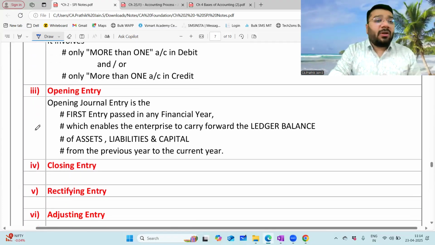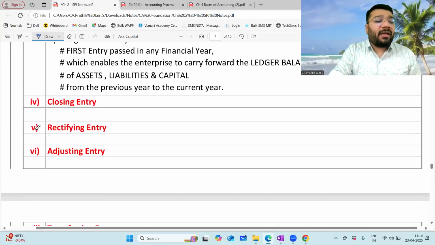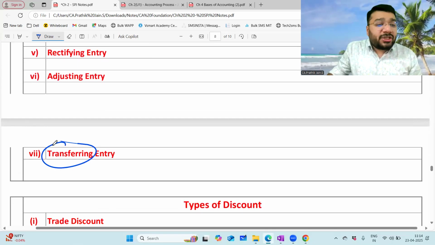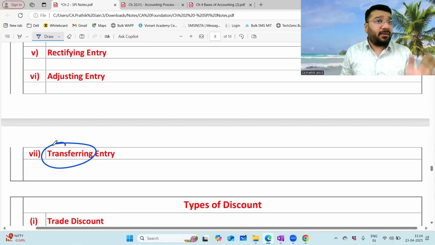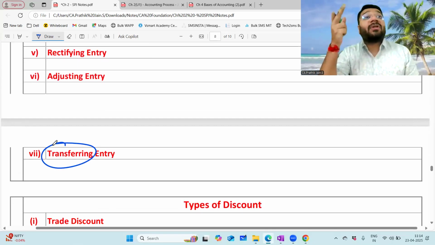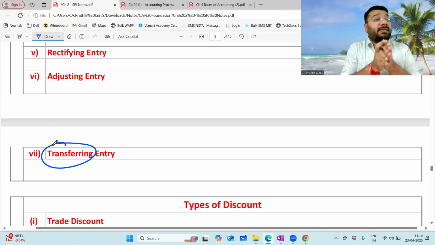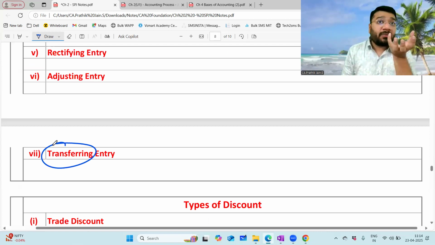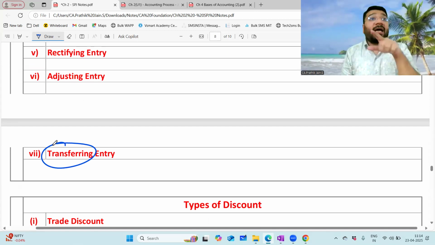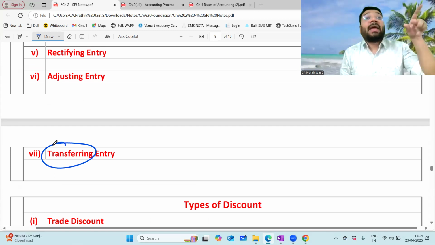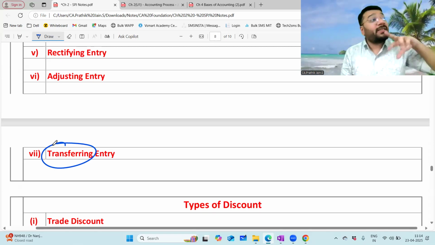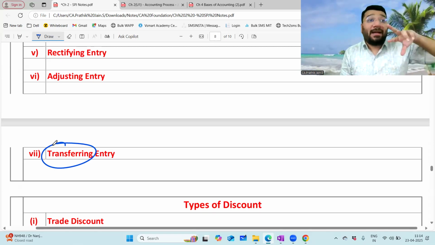I meant to discuss with all of you the opening entry, closing entry, rectifying entry, adjusting entry. Yes, we had a discussion about the transferring entry, not in particular here. When I discussed the concept of drawing, I said whatever drawing is done, the total drawing on a monthly or regular basis is parked in the drawing account. At the end of the year, whatever amount is there in the drawings account, you have to transfer to the capital account. You have to minus it from the capital account. You have to adjust against the capital account.